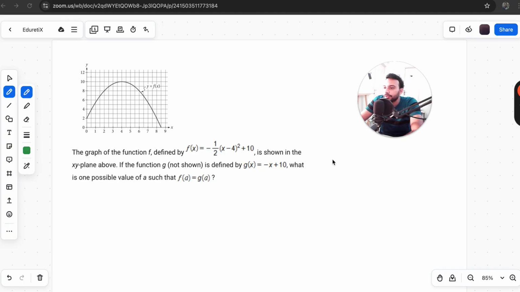Next question. The graph of the function f defined by f of x is equal to negative half times x minus 4 squared plus 10 is shown in the xy plane above. Okay, so it's a parabola opening downwards. It's a quadratic equation with the x squared coefficient negative. If the function g, which is not shown here, is defined by g of x is equal to negative x plus 10, what is one possible value of a such that f of a is equal to g of a?